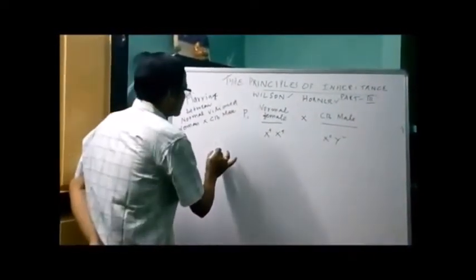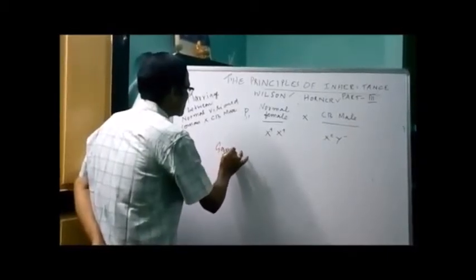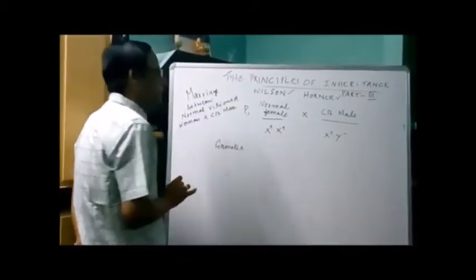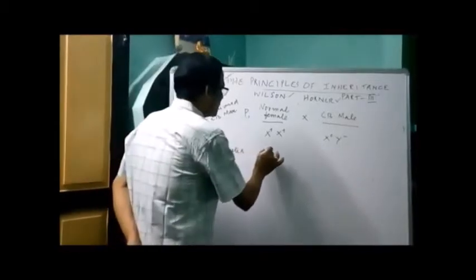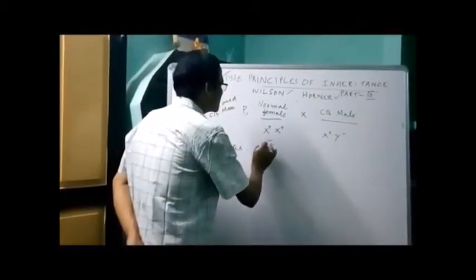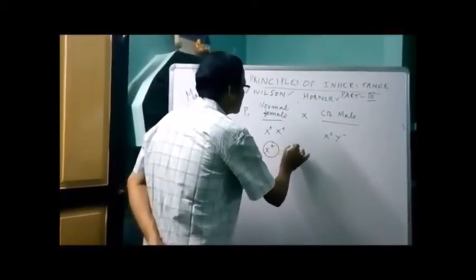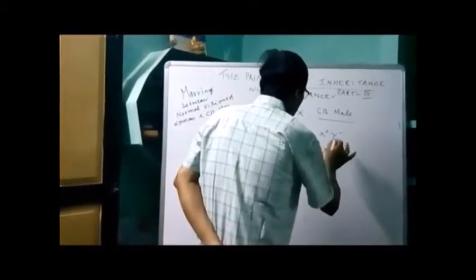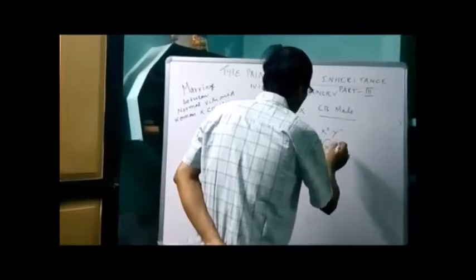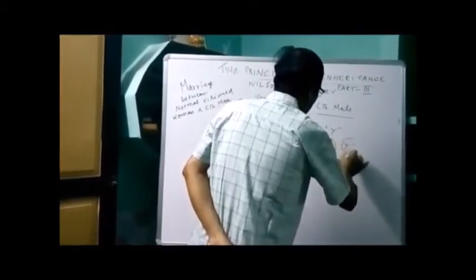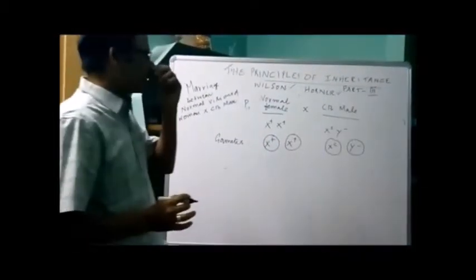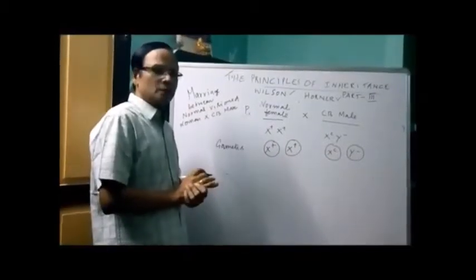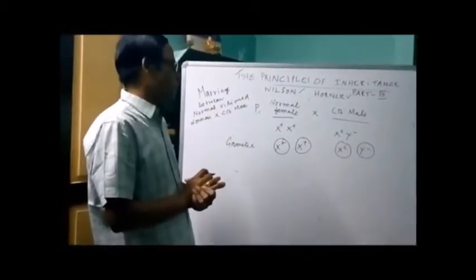Now what are the gametes produced? Here all the gametes of the female are similar. In the male, 50% of the gametes carry the X chromosome and 50% carry the Y chromosome, because males produce two different types of gametes.